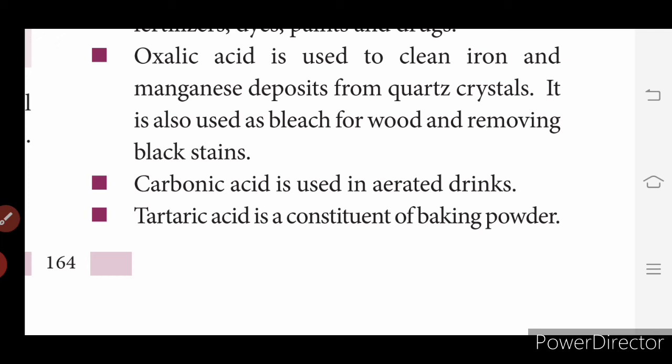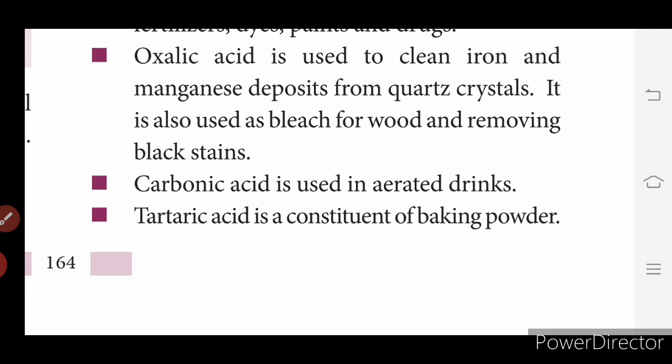The gas that is present in drinks like Pepsi and Coca-Cola, when you open the bottle, you can see the gas emit out along with the drink. The acid present in that solution is carbonic acid and the gas present is carbon dioxide. Tartaric acid is a constituent of baking soda or baking powder, which we use to bake in the bread industries.